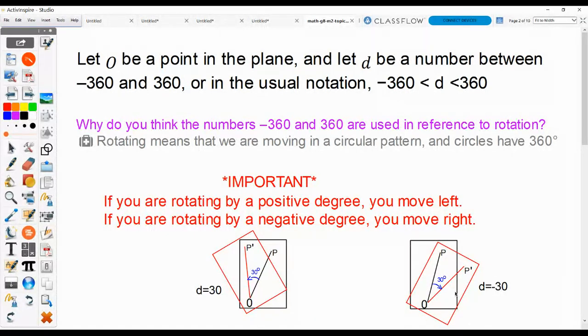If we are rotating by a negative degree, it's the second one on the right. Again, the black rectangle is the plane, and we have line segment OP, and when we rotate it, we are going to rotate it negative 30, and when we do that, it ends where the red rectangle is, and our line segment is still OP prime. Notice the degrees, though, is called a negative 30 degrees. It's not a positive.